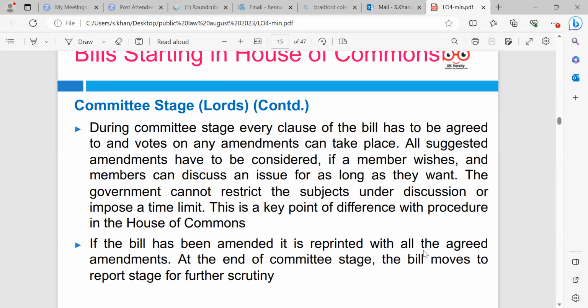All suggested amendments are considered if a member wishes, and members can discuss an issue as long as they want. The government cannot restrict the subjects under discussion or impose a time limit. And the reason behind that is everyone needs to have the right to freely discuss any issues or any amendments that need to take place for the bill, because it's good to scrutinize it first before it goes through the whole system and gets through royal assent, and then once it becomes an act, it has to be changed again. So it's best if it gets scrutinized properly first.